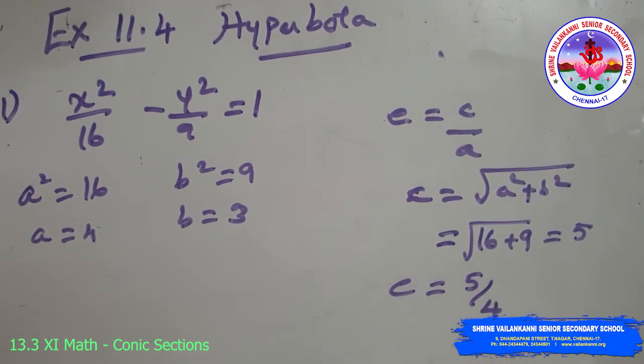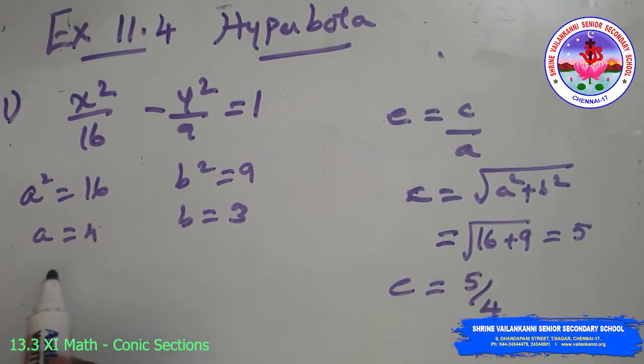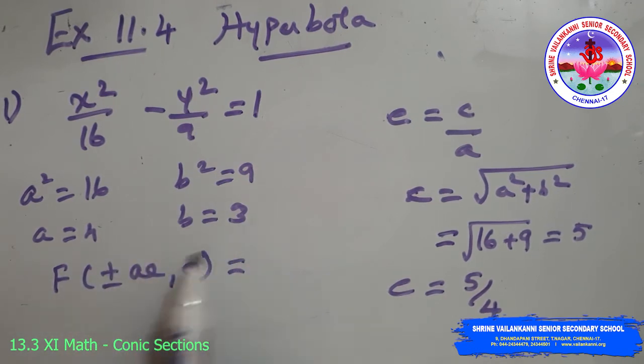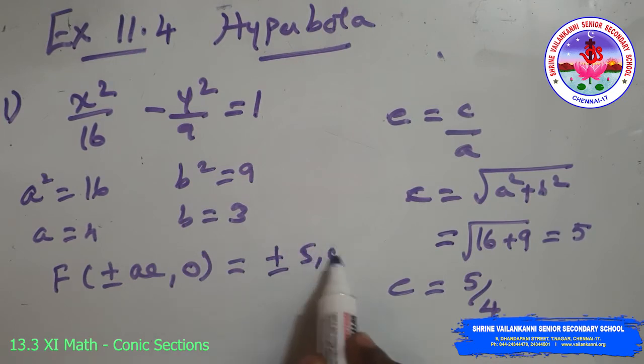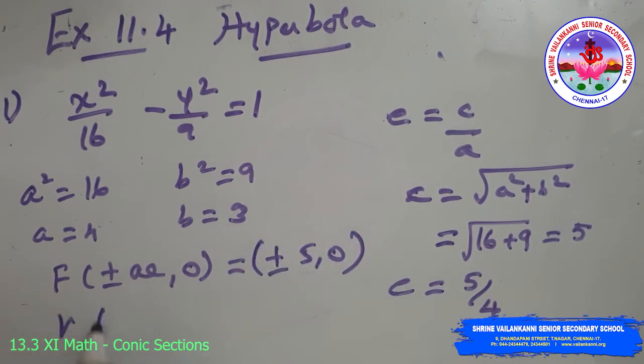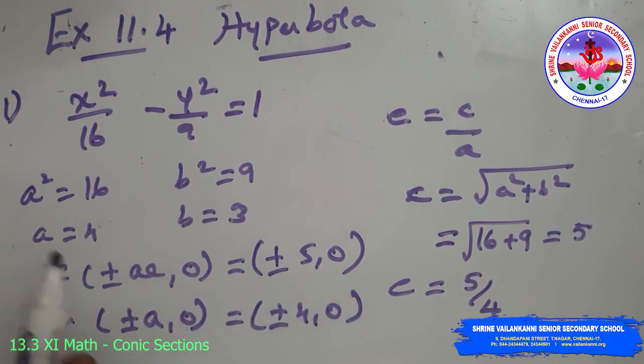Then we have to find the coordinates of foci. Foci are plus or minus ae comma 0, that is a is 4 and e is 5 by 4. So 4 into 5 by 4, which is 5. So we get plus or minus 5 comma 0. And vertices are plus or minus a comma 0. So which is plus or minus 4 comma 0. a is 4. So it is plus or minus 4 comma 0.